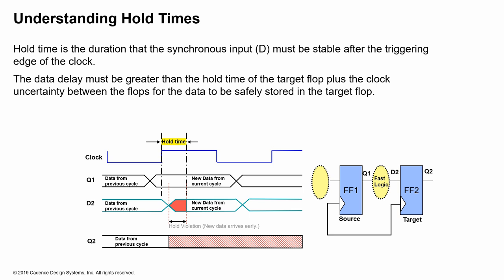If we look at this illustration, the D2 input is switching during the time when the old data is switching and becoming new data, and therefore during the hold time requirement, the data is not captured safely into the flop.